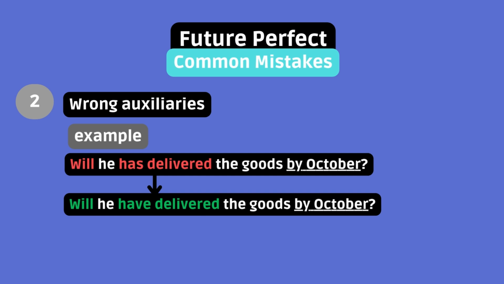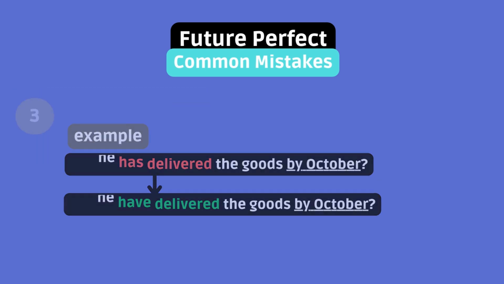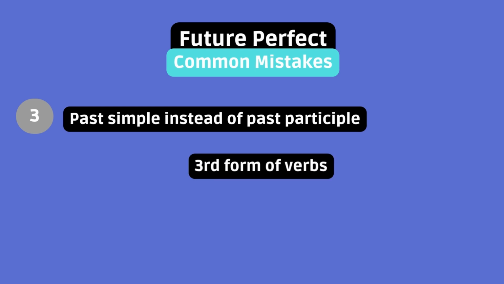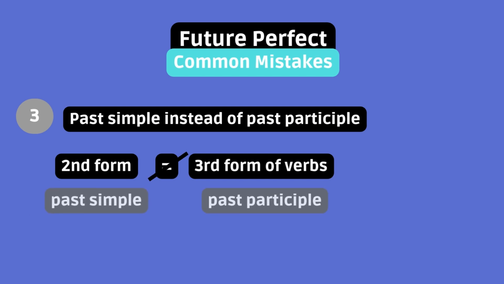In a vacuum, he has sounds right. But when using the future perfect, limit yourselves to will have, and you'll be spot on. Past simple instead of past participle. The real difficulty with the future perfect is the last word, the third form of verbs. Sometimes learners will mix up the second form, the past simple, and the third form, the past participle.